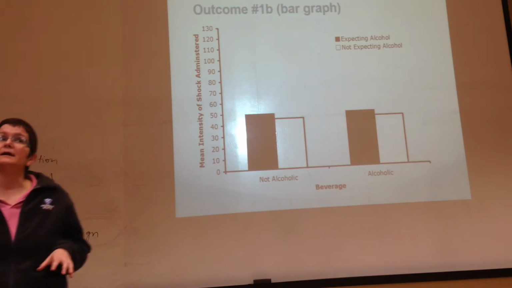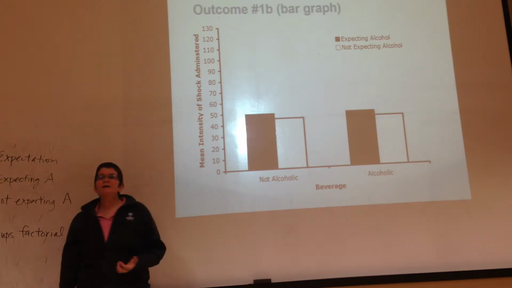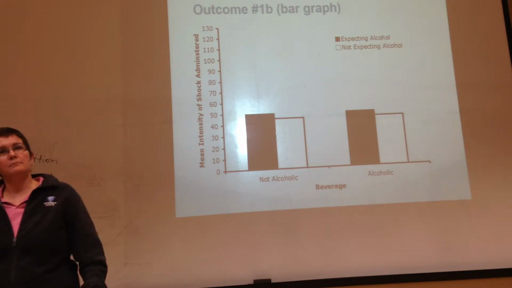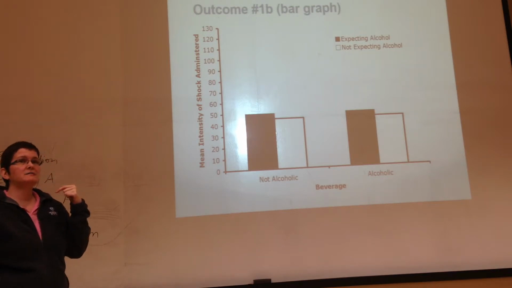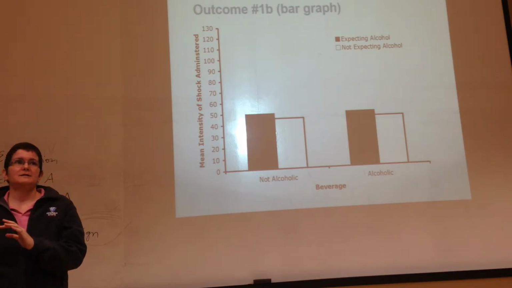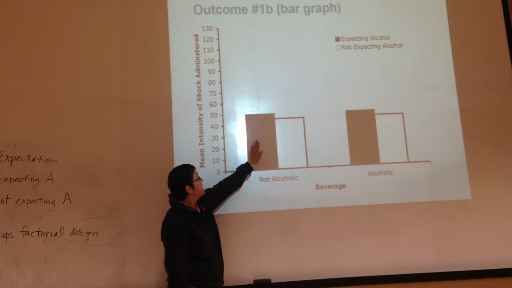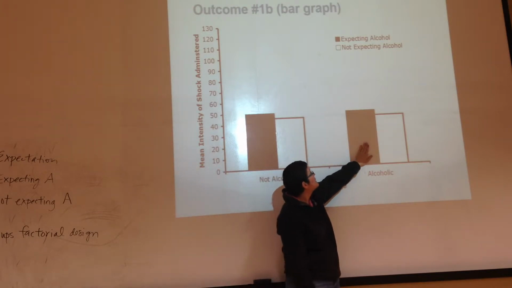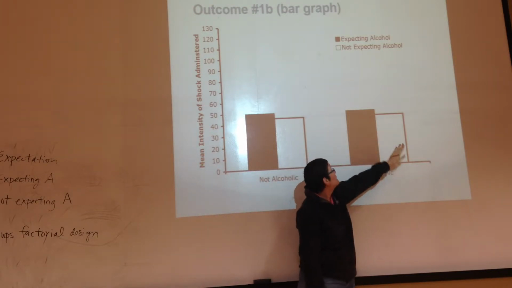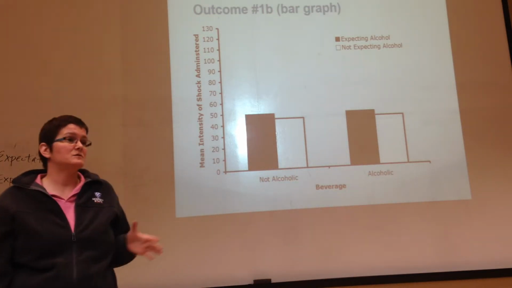Okay, what kind of cues do we use when we're looking at a bar graph? So first, how do I know that there's no interaction? Well, when I'm trying to figure out if there's an interaction, I have to take into consideration all the different combinations, all the different conditions. Okay? So I have 4 conditions here. I've got non-alcoholic beverage but expecting alcohol, non-alcoholic beverage not expecting alcohol, alcoholic beverage expecting alcohol, and alcoholic beverage not expecting alcohol. Okay, I'm going to take into consideration all 4 of those bars as individual units.